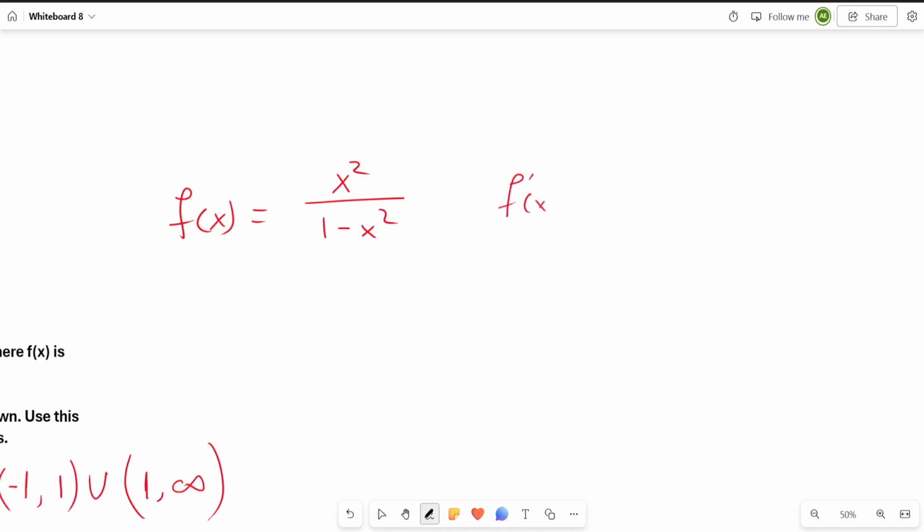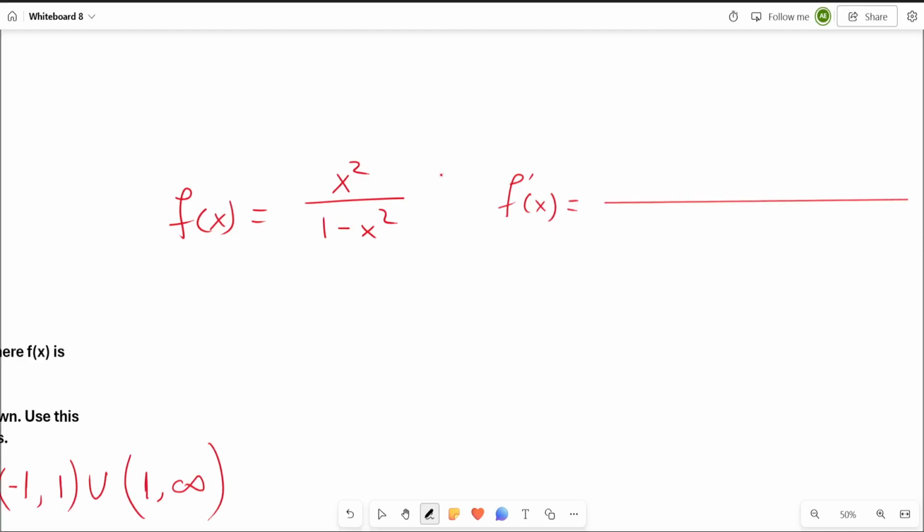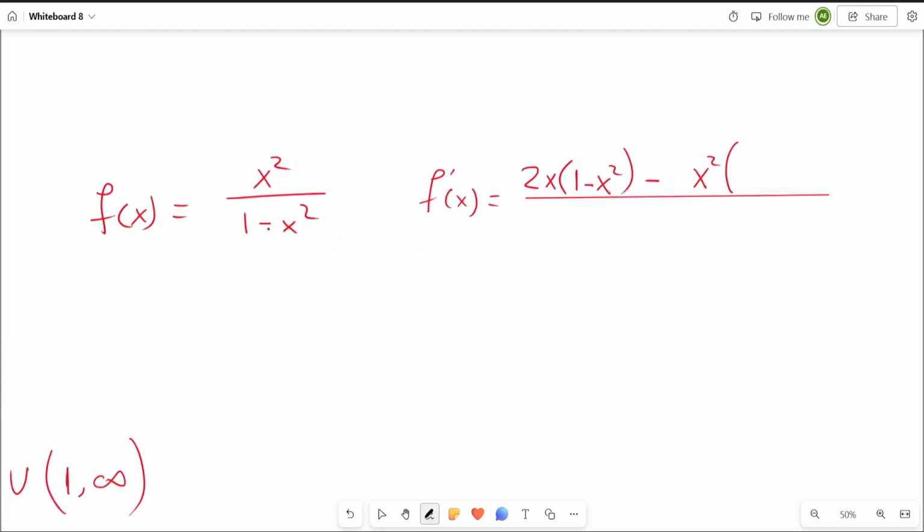f dash of x is going to equal the differentiation of the numerator, which is 2x, times the denominator untouched, and then minus the numerator untouched, so x squared, multiplying the differentiation of the denominator. What is the differentiation of 1 minus x squared? Differentiation of 1 is 0, minus x squared is minus 2x. And then I will divide by the denominator to the power of 2.